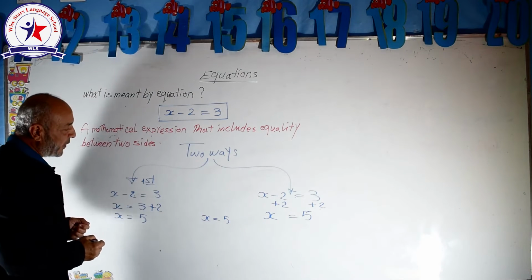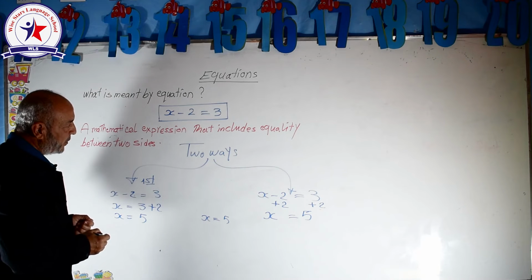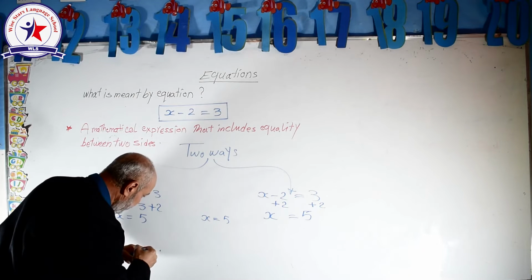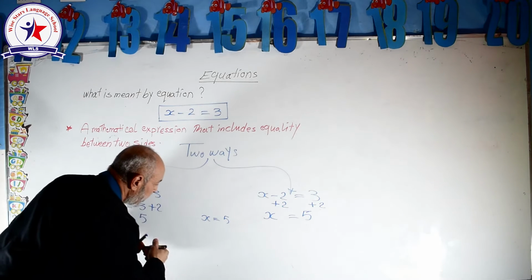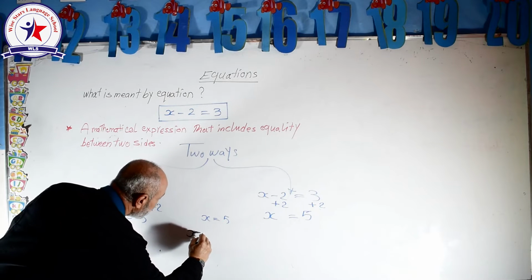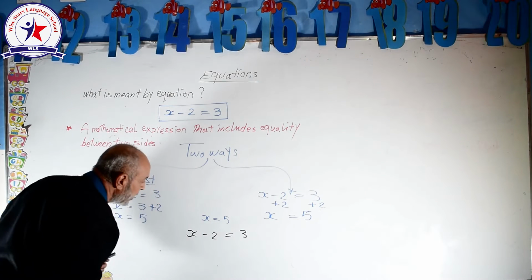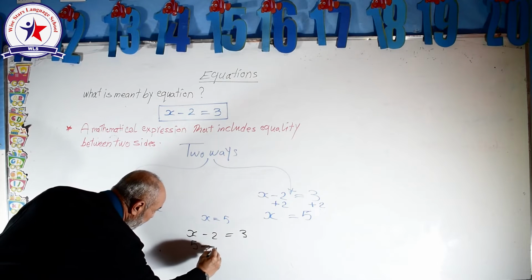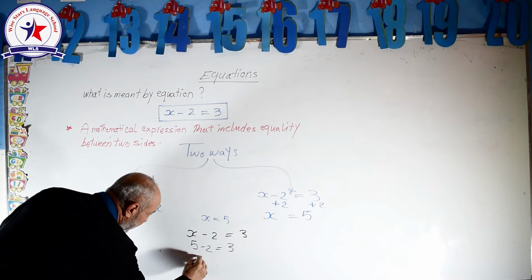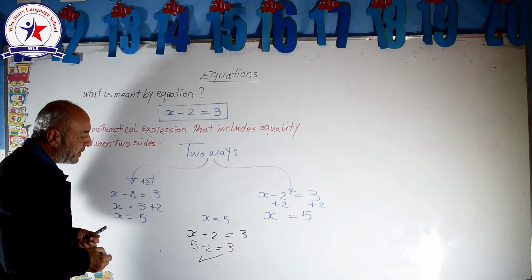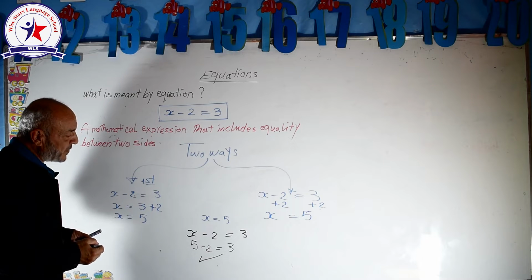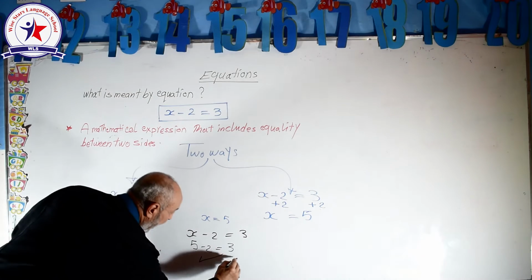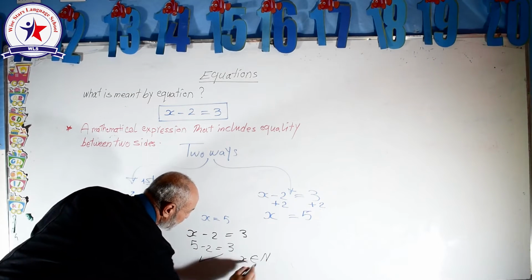How can you verify your answer? How can you check that your answer is correct? It's simple. Go back to the equation x minus 2 equals 3. Substitute x by 5. 5 minus 2 gives you 3. Now it's correct. A very easy verification to check whether your answer is correct or incorrect. x belongs to N, as you know.